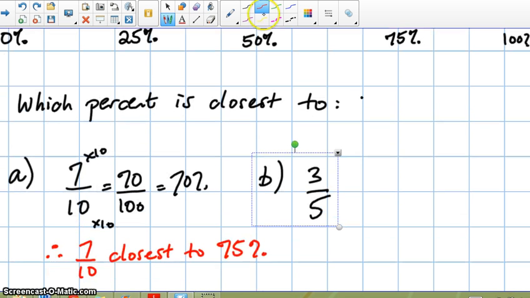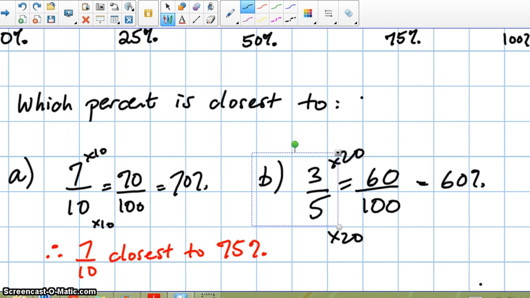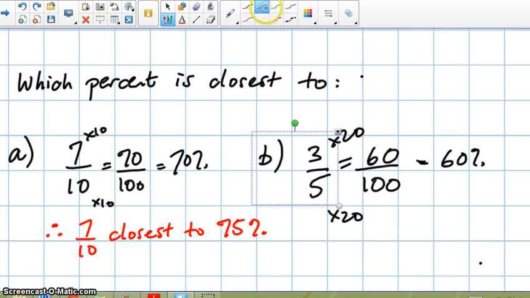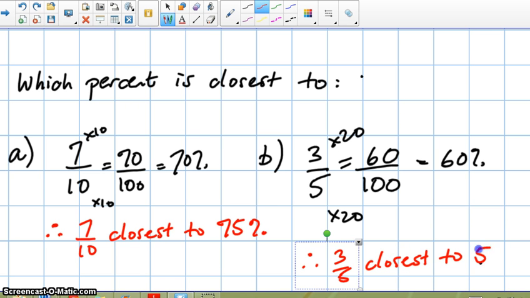Same thing with 3/5. We can do the same process. 3/5 is not over 100, but we can figure out what it is over 100. We know that 5 times 20 equals 100, and 3 times 20 equals 60. So we know it's 60%. Which benchmark percent would it be closest to? Well, it's 10 away from 50, and it's 15 away from 75, so therefore 3 over 5 is closest to 50%.